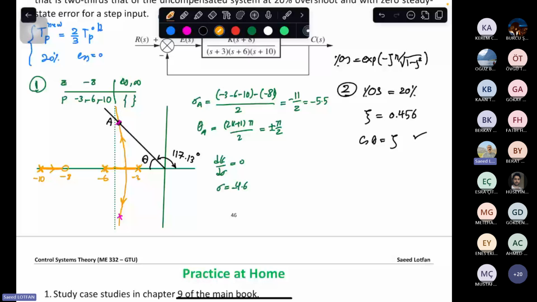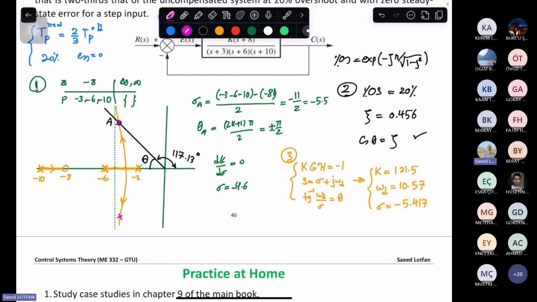So step 3 is saying KGH should be -1. S is sigma plus j omega D, and tangent inverse of omega D over sigma is equal to the theta that I have. From here, I get that K is 121.5, omega D is 10.57, and sigma is -5.47, and that's all. I find 3 things.